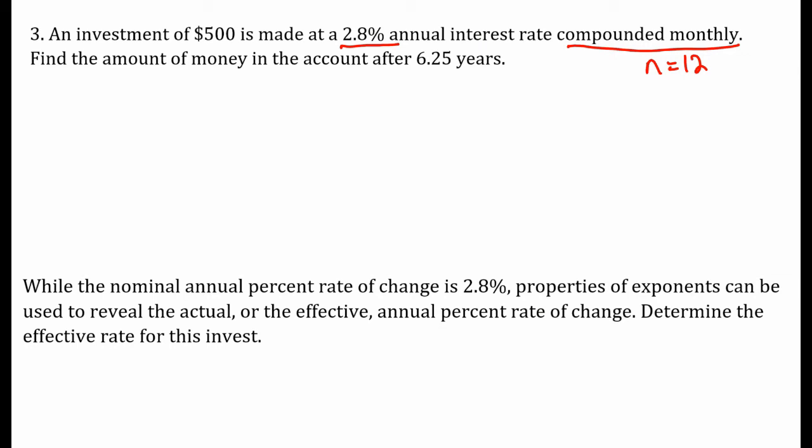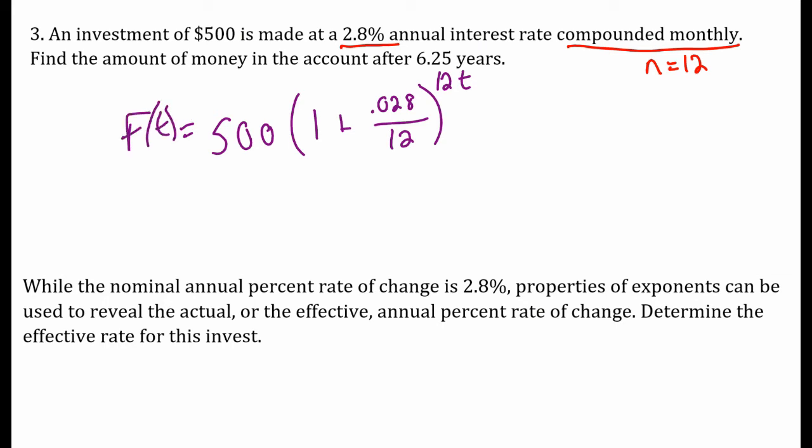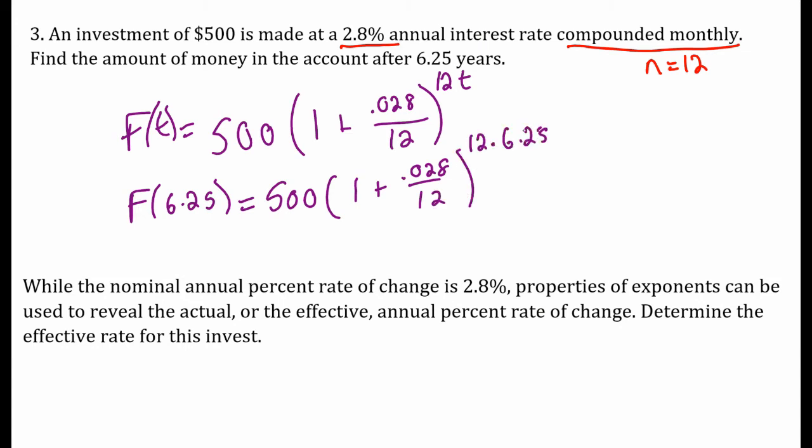Okay, so this is a standard question. We have $500 as our principal times 1 plus the rate as a decimal, so 0.028. But that's an annual rate. It happens 12 times, raised to the 12t. That's our future value function. That's the value of this amount of money after t years. So after 6.25 years, I'm going to find f of 6.25, which equals 500 times 1 plus 0.028 over 12, to the 12 times 6.25.